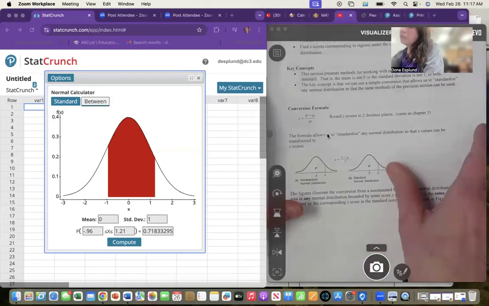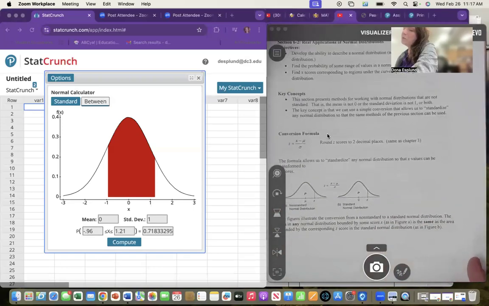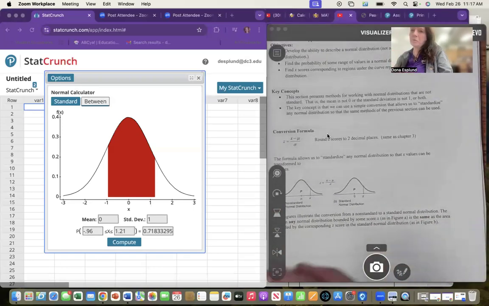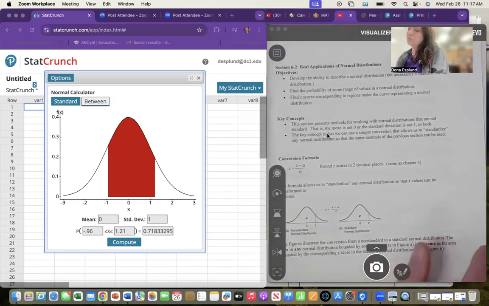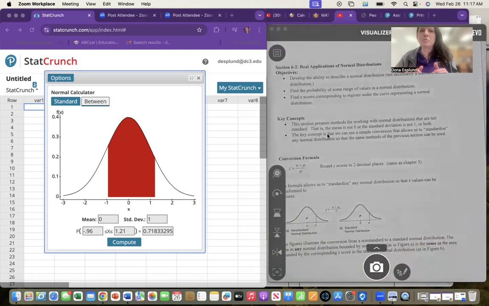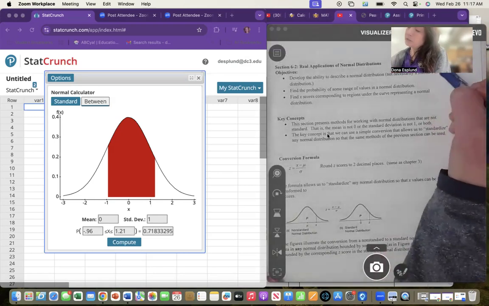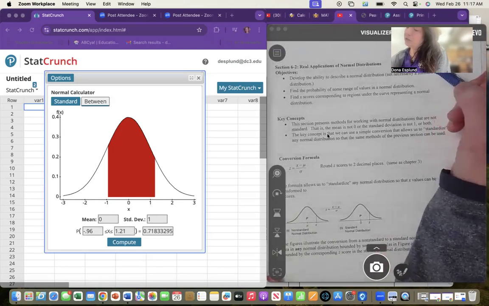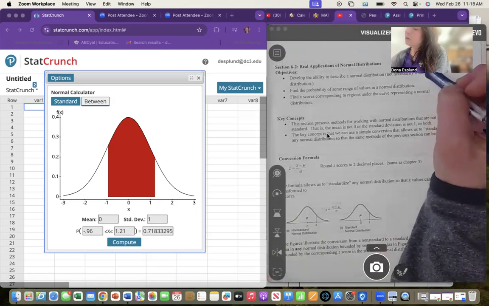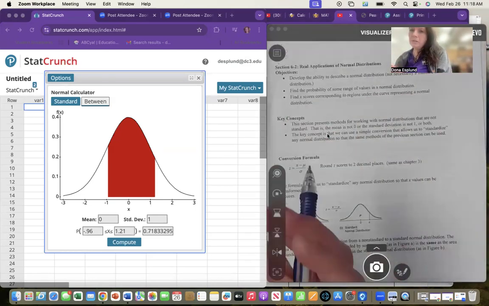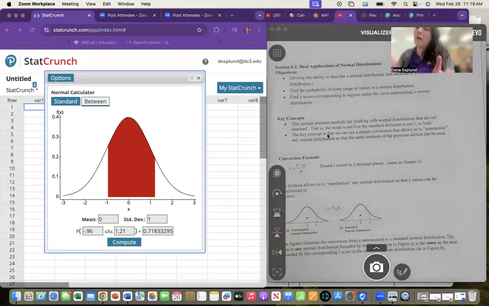Hey, today we're also going to go over 6.2, and 6.2 is very similar to what we covered in 6.1, but we're going to do more real applications of that normal distribution. The difference is that if you remember from 6.1, our standard deviation was 1 and our mean was 0. In this case, our standard deviation will be numbers that are based on the problems that you have.